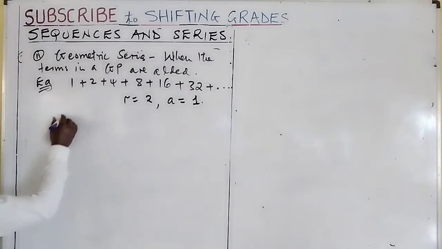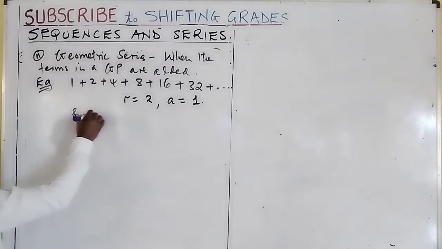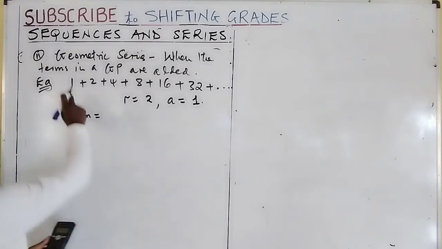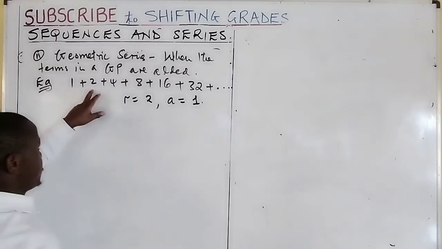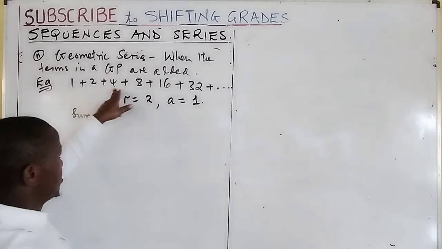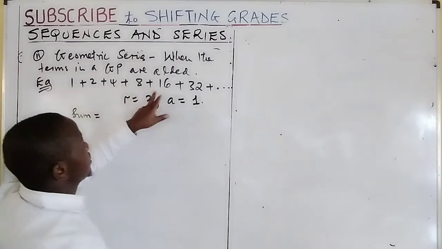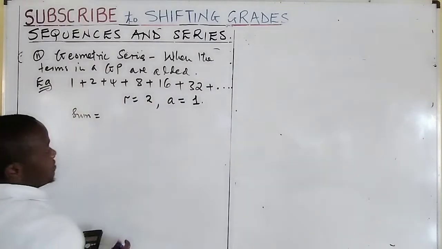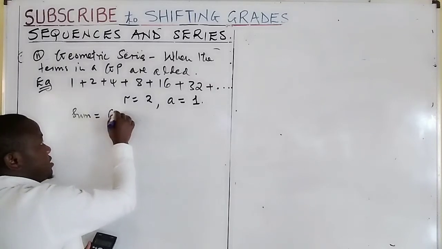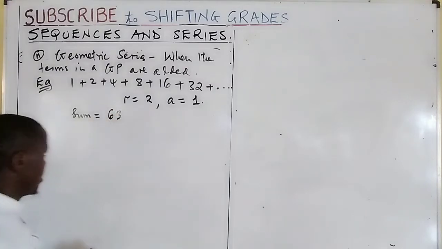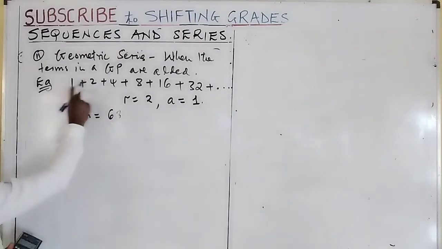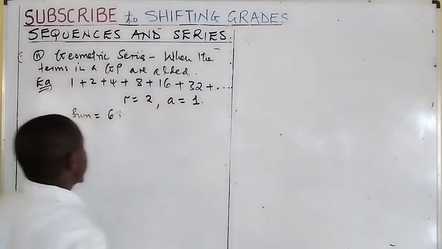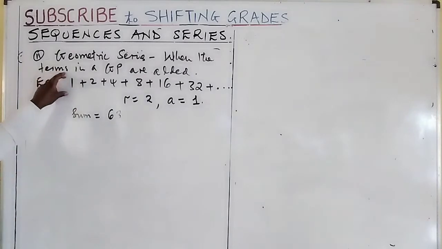We can first of all check the sum of these terms. 1 plus 2 is 3, plus 4 is 7, plus 8 is 15, 15 plus 16 is 31, 31 plus 32, we get 63. There are terms which are 1, 2, 3, 4, 5, 6. So in this series, the sum of the first 6 terms is 63.